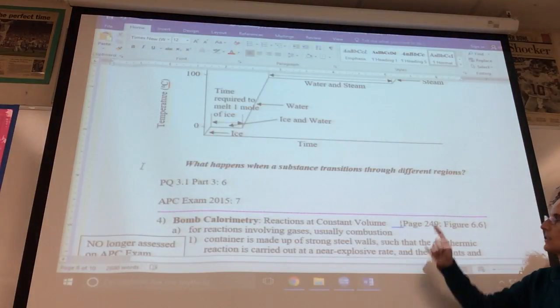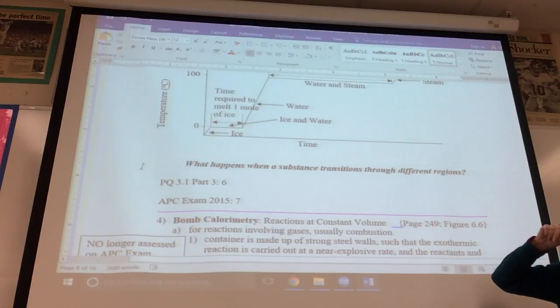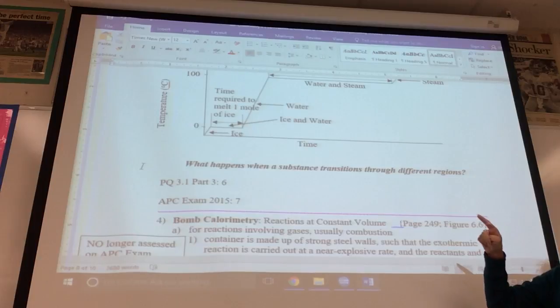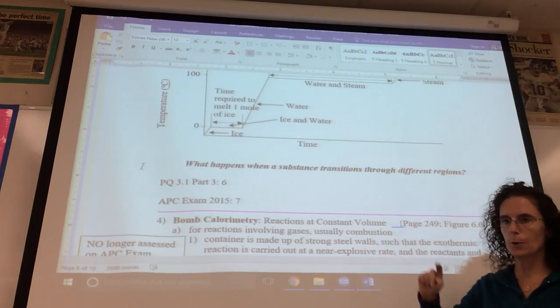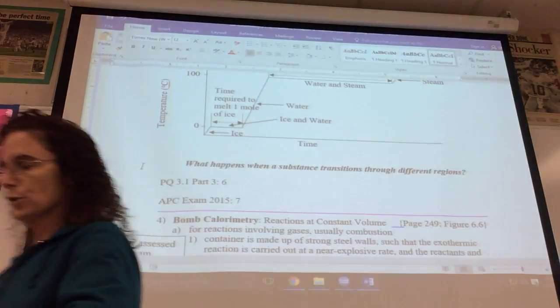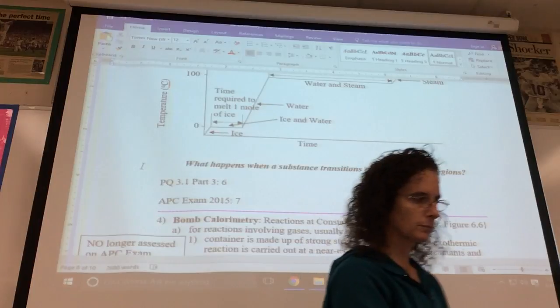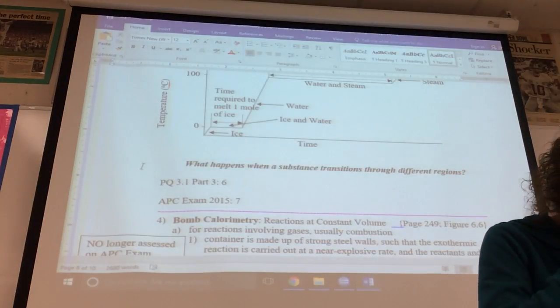All right, and so this says what happens when a substance transitions through different regions. I believe you have this in your notes. It's in your practice quiz, which you got the other day, so that's why I took it out of the notes, because it was taking up too much space, but you have it. So let's take a look at this one.